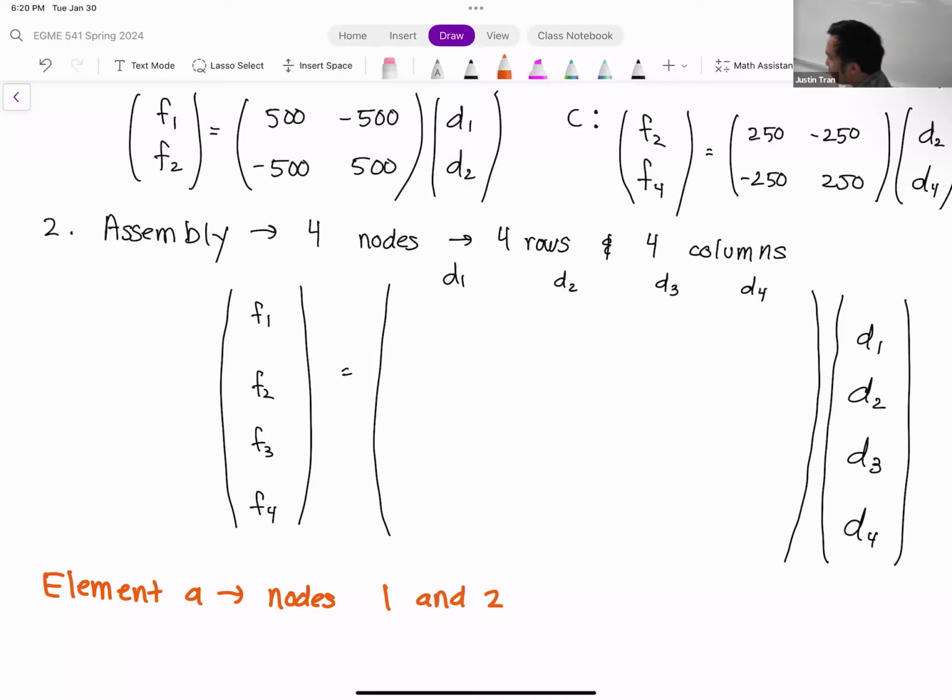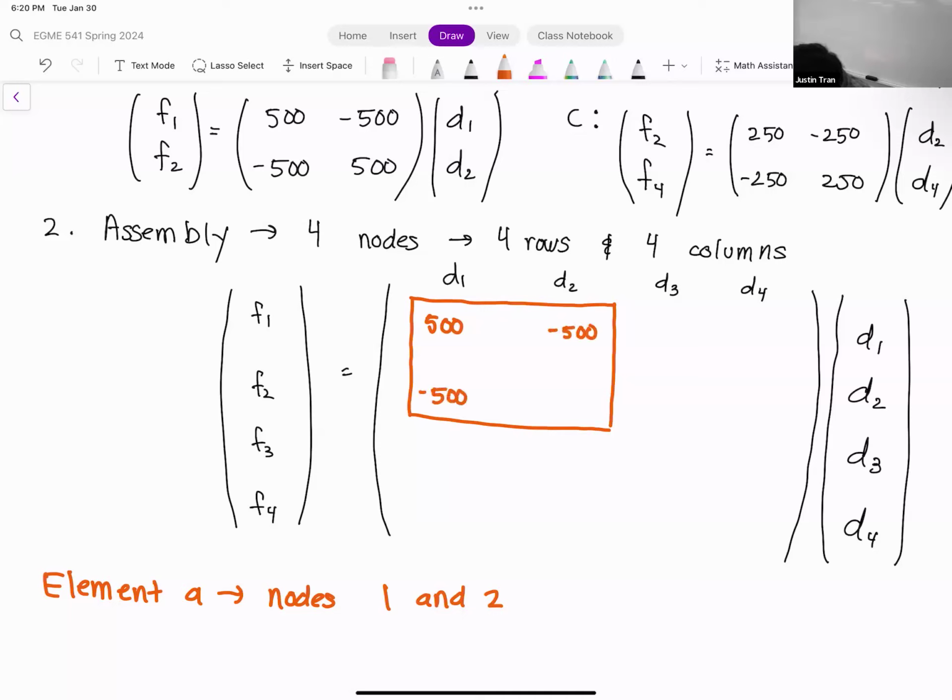So that means our element stiffness matrix for A is going to take place on the first 2 rows and the first 2 columns where those 2 intersect. First 2 rows, first 2 columns, that's basically this box right up here. Just like that. Okay. So let's go ahead and insert the entries here. So we have a 500, minus 500, minus 500, and 500.